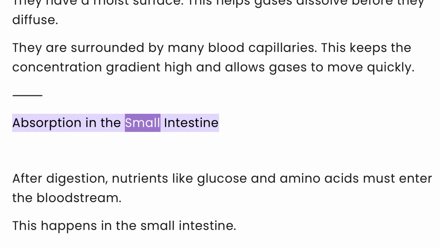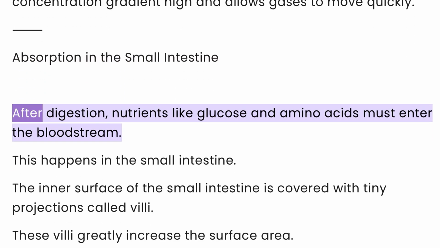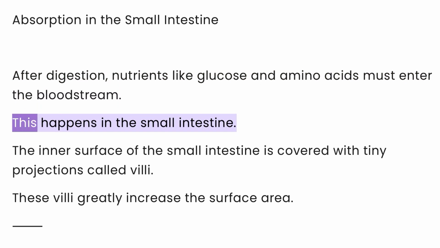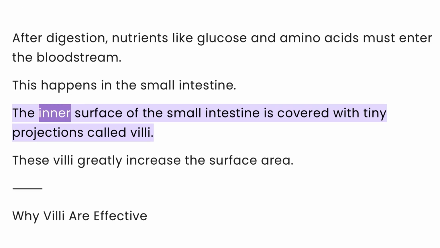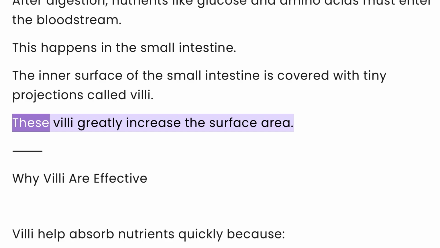Absorption in the small intestine. After digestion, nutrients like glucose and amino acids must enter the bloodstream. This happens in the small intestine. The inner surface of the small intestine is covered with tiny projections called villi. These villi greatly increase the surface area.